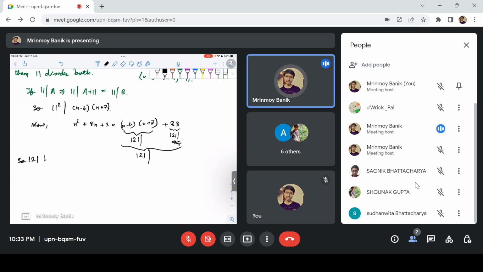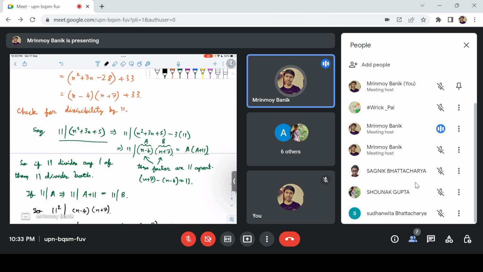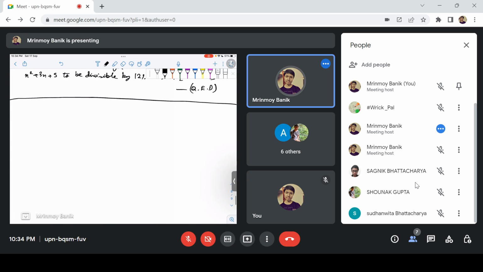So 121 has to divide 33 for n squared plus 3n plus 5 to be divisible by 121, which is a contradiction since 33 is less than 121, and that proves why 121 can't divide numbers of the form n squared plus 3n plus 5, n an integer of course. So that's it. That's that problem.